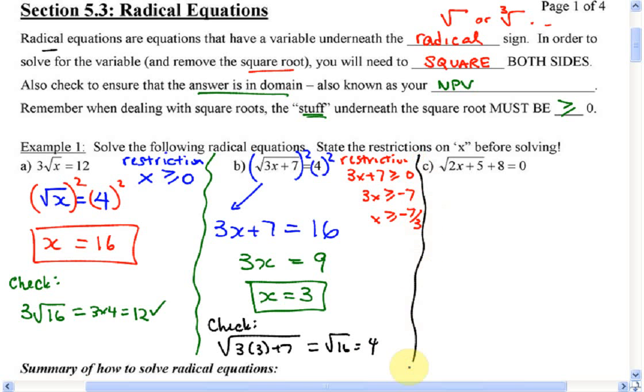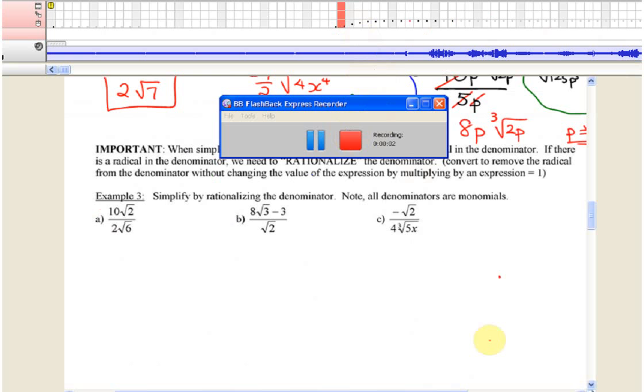Okay. Why don't you guys now try part C on your own? Okay. So try part C.